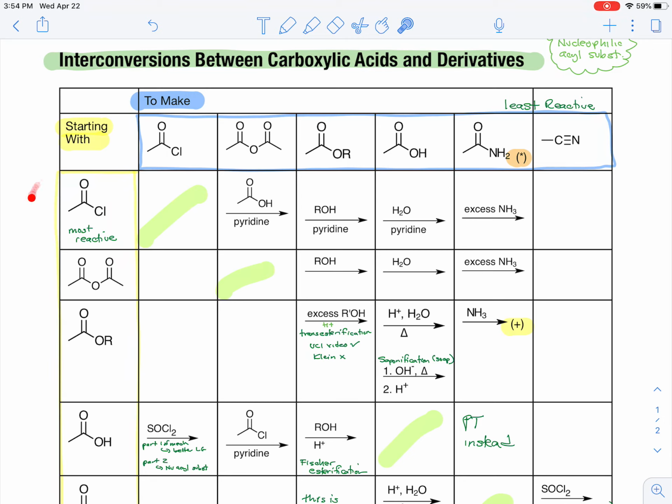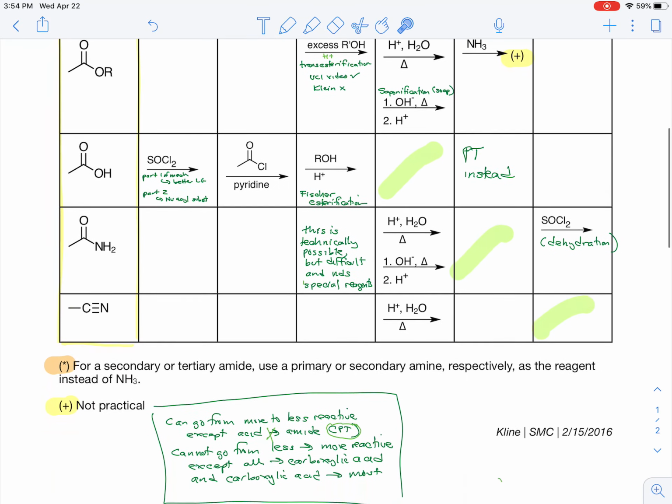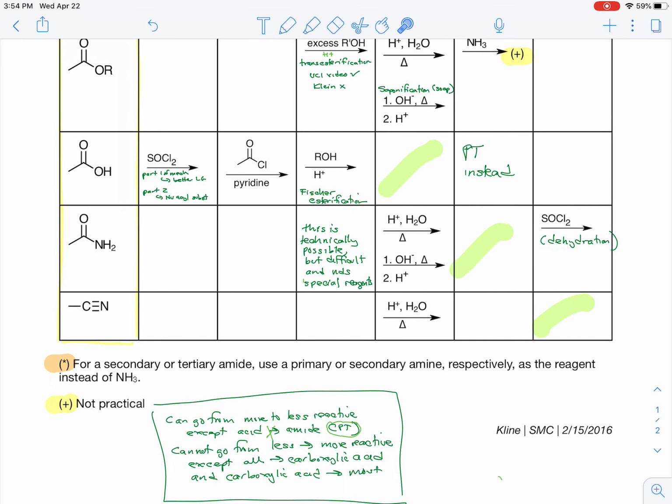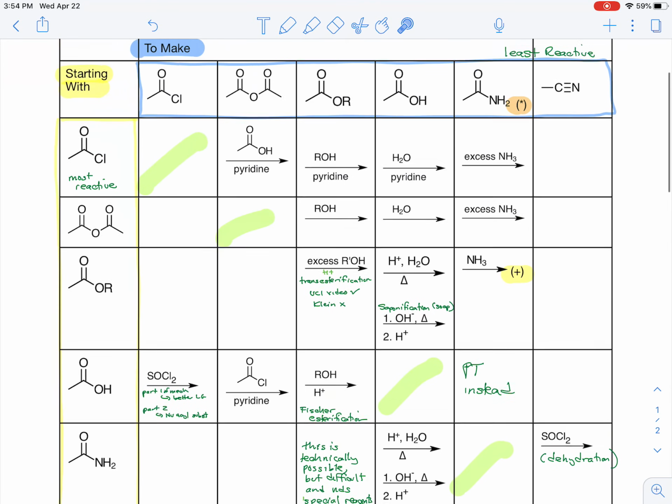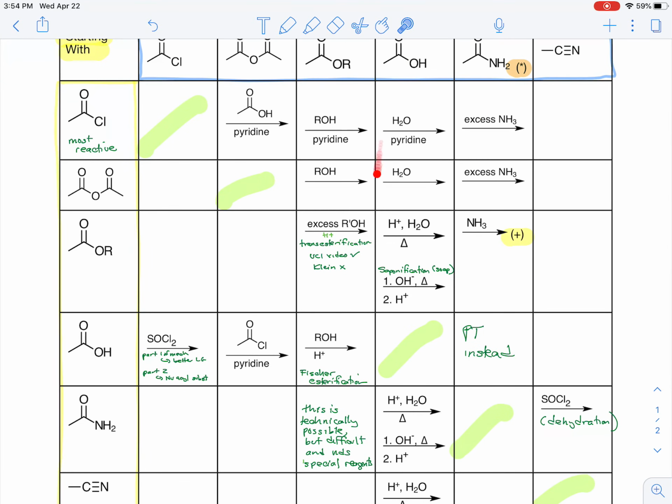Since the acid chloride is the most reactive, we can make the most things out of it. As we progress down the table, we can make fewer and fewer things. But again, notice we can take any of these and convert them into a carboxylic acid. And likewise, we can take a carboxylic acid and convert it into most things, except not into amides, because you get a proton transfer instead.